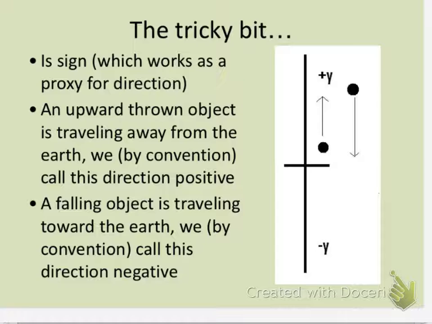We then take that and play with the compass rose and say north is positive, south is negative. Well, if you're looking at it from a north-top orientation, that's true. But when we're talking about things falling through the air, by convention, we call the direction of travel towards the Earth, if we're talking about the y-axis, negative. That's pretty simple.